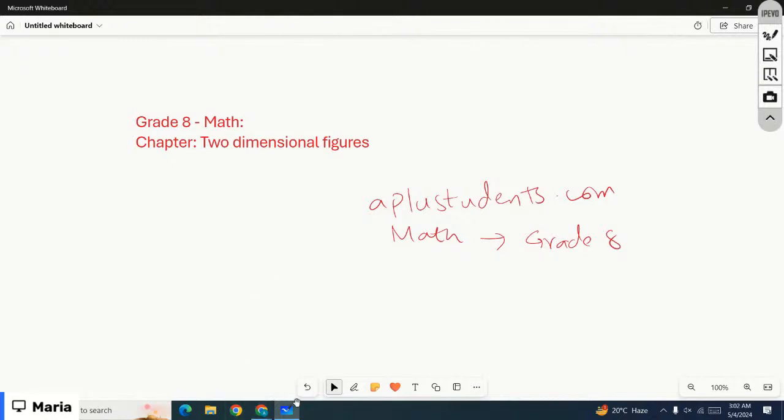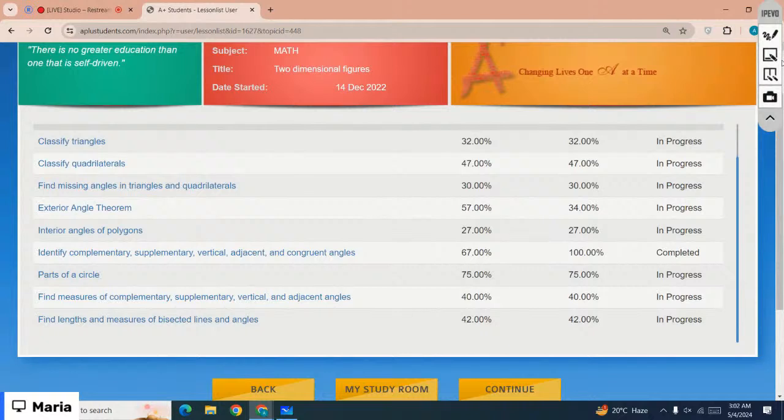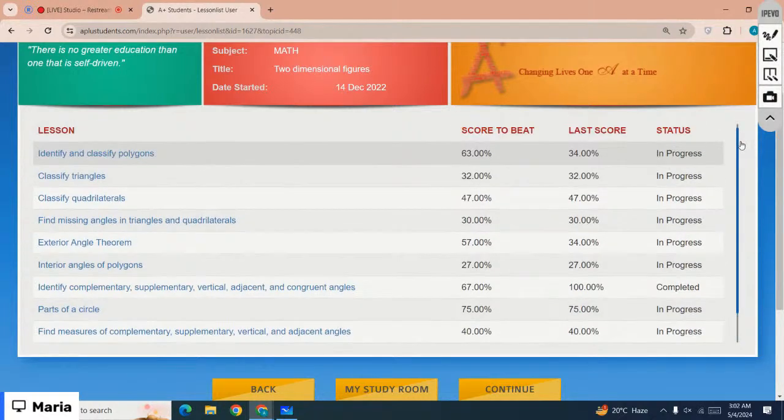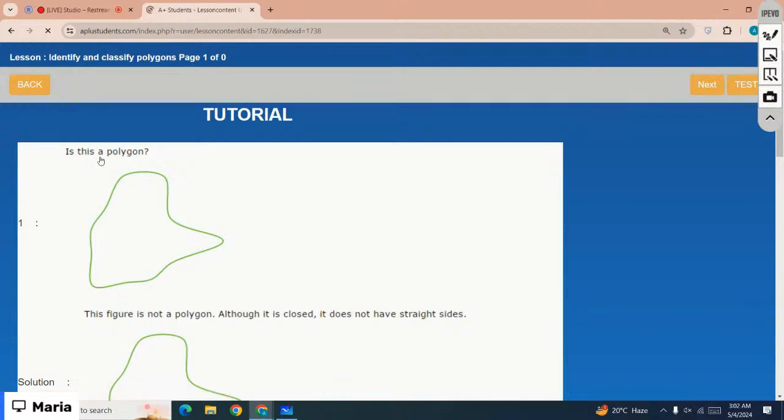Okay, here I'm on grade 8 math. The chapter we are going to start with is two-dimensional figures. Let's just start with the first lesson, that is identify and classify polygons. Okay, is this a polygon? No. Although it is a closed shape, right? But it does not have straight sides. So a polygon must have straight sides, right?